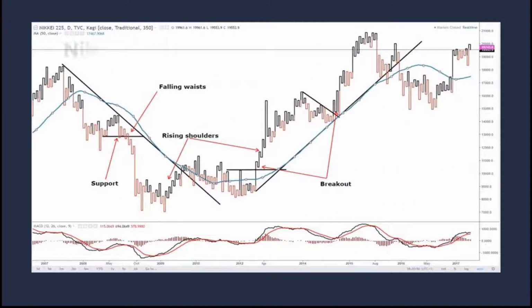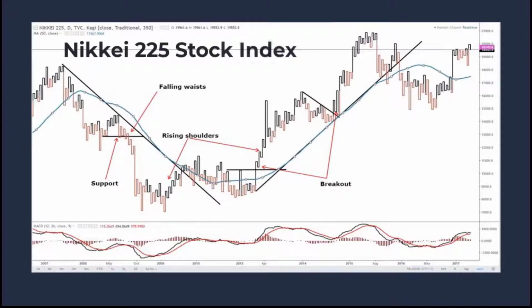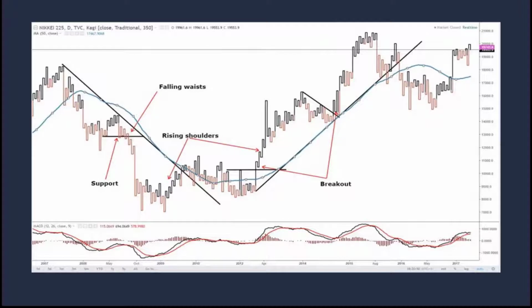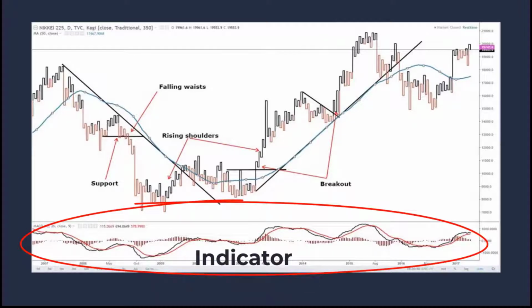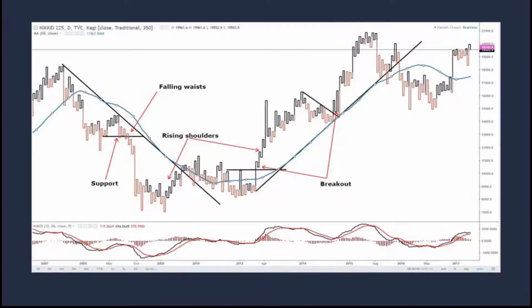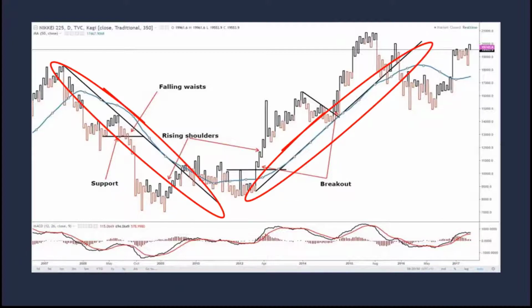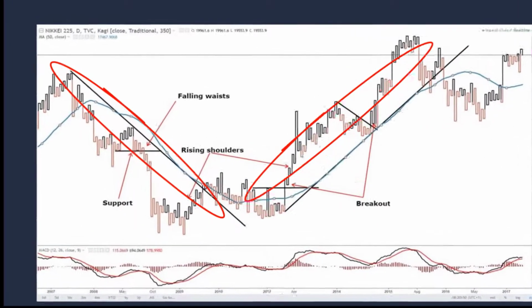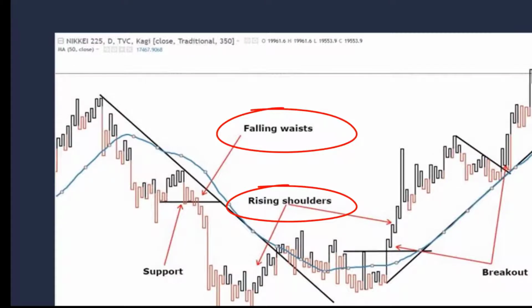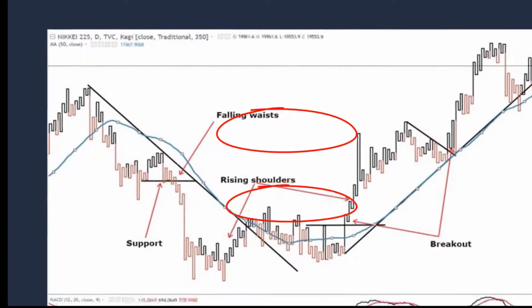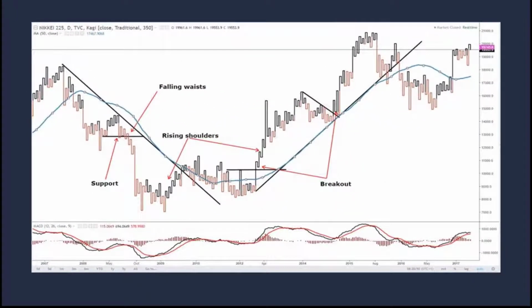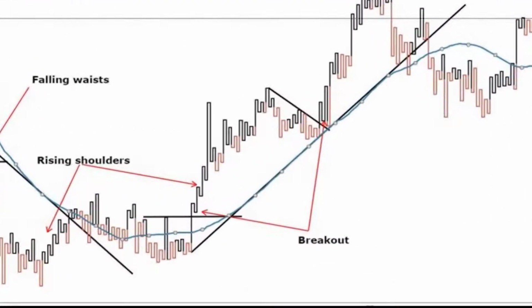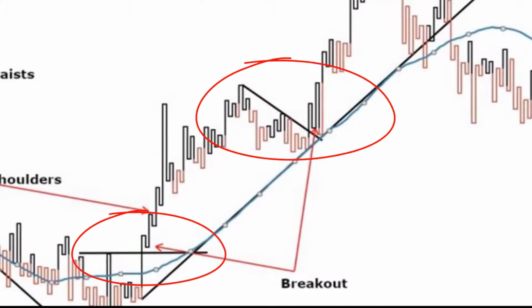Now here we have the Nikkei 225. It's a Japanese stock market index, and I've added an indicator below the chart, drawn on trend lines, added a moving average, and put on some of the terminology that we'll look at that is unique to the Kagi chart. But you can see, because of the simplification of the data, trades like breakouts are more obvious.